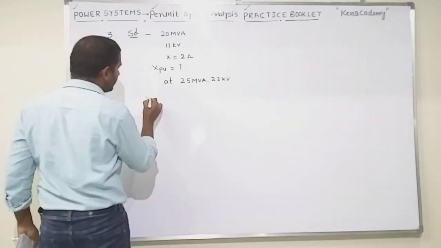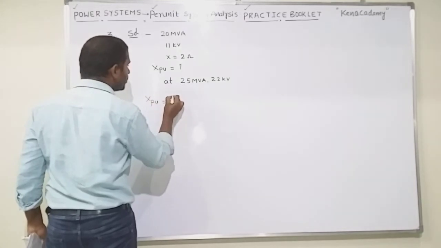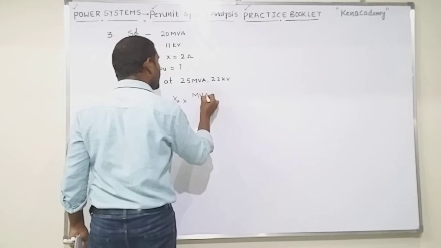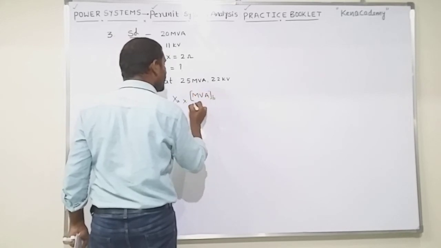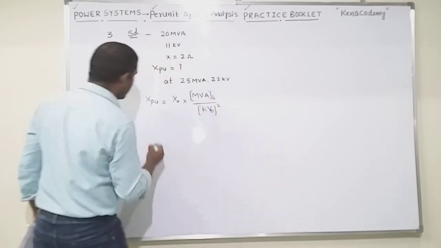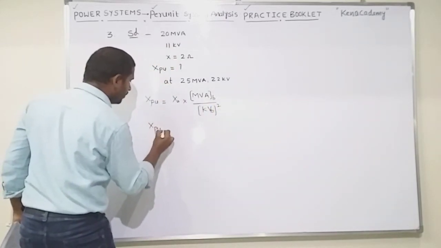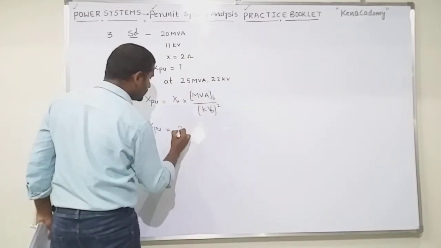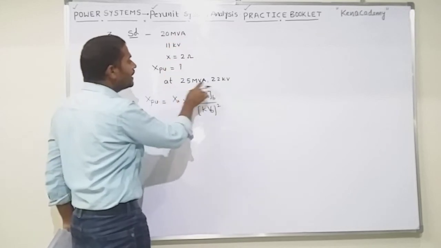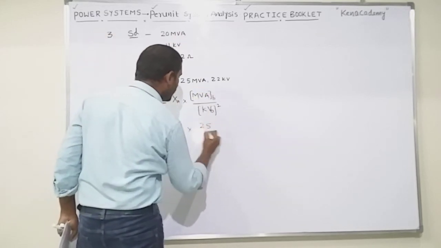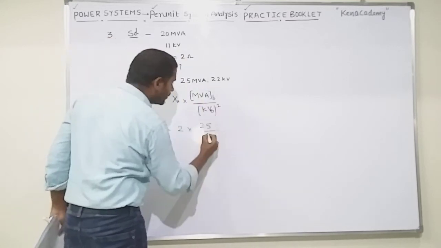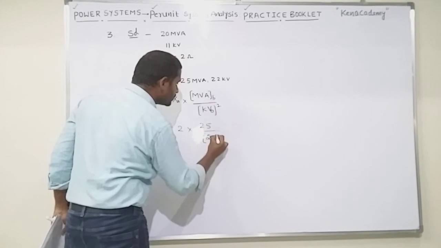You tell me the formula. Per unit reactance equals actual reactance times base MVA divided by kV base, whole squared. Then X per unit equals, what is the actual reactance? 2 ohms times, but the base is not 20 MVA. It is mentioned to take 25, divided by kV base. What is the base? Not 11 kV. It is mentioned to take 22. 22 squared.